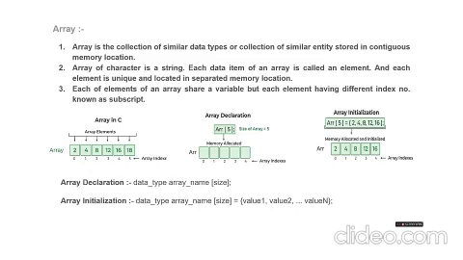Coming to the arrays. An array is a collection of similar data types or collection of similar entities stored in contiguous memory locations, and also a collection of characters.